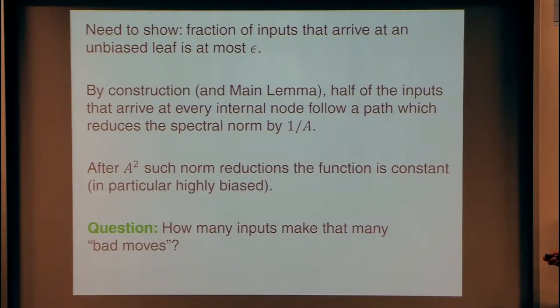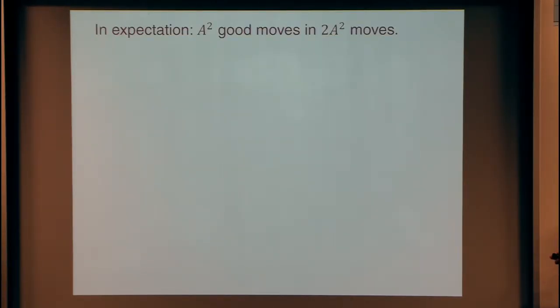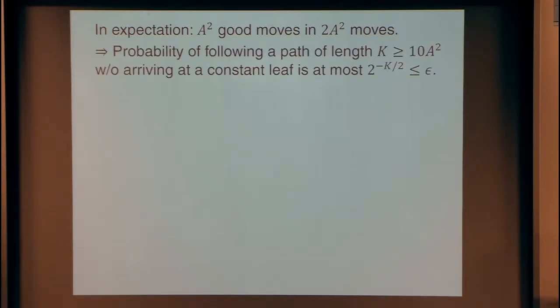So recall k was 10 a squared. In expectation, you would expect that after 2 a squared moves, you would have a squared good moves. So the probability of following a path with such a high length without arriving at a constant is exponentially small in k, which is at most epsilon.